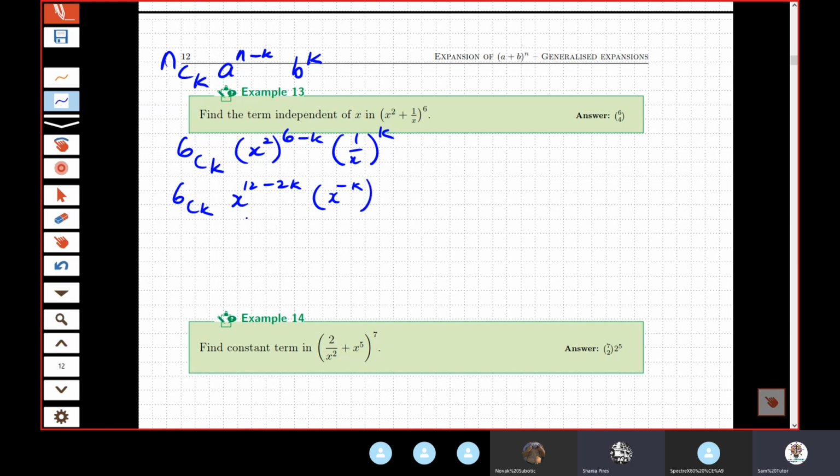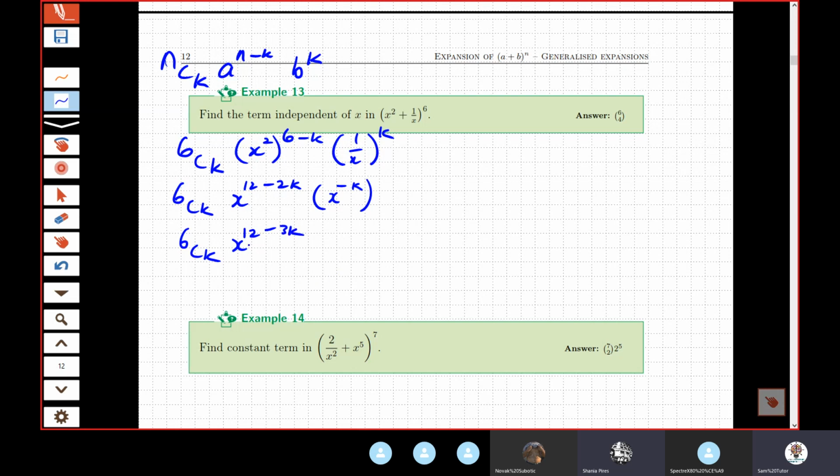And then bases are the same. What are we going to do to the powers? So we're multiplying bases that are the same. What do you do to the indices? Add them. Add them. 12 take away 3k. And you're done, right?